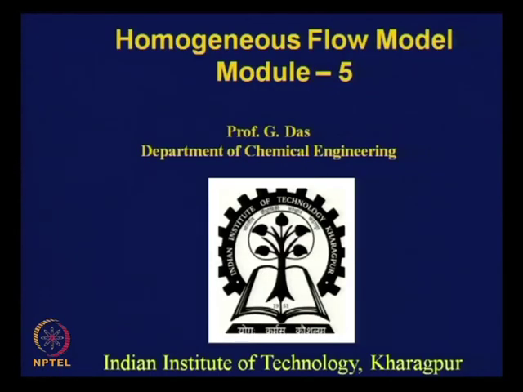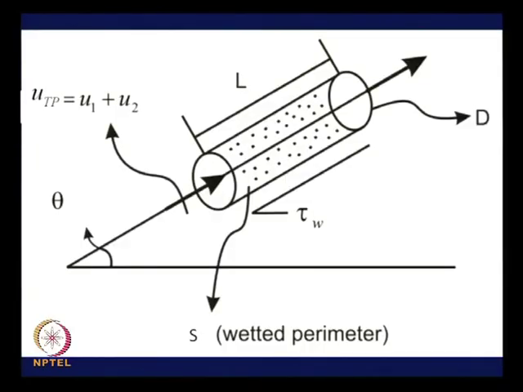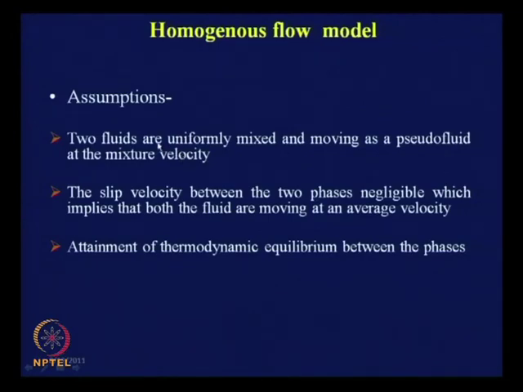Today we are going to start the homogeneous flow theory, the simplest possible analytical flow model which we are going to discuss. Here, what do we assume? We assume that the two phases are thoroughly mixed up with one another, completely mixed, so that they can flow as a pseudo fluid. What are the basic assumptions of this model? Naturally, the two fluids are uniformly mixed and they are moving as a pseudo fluid at the mixture velocity.